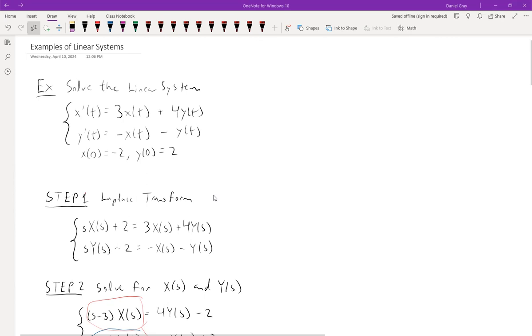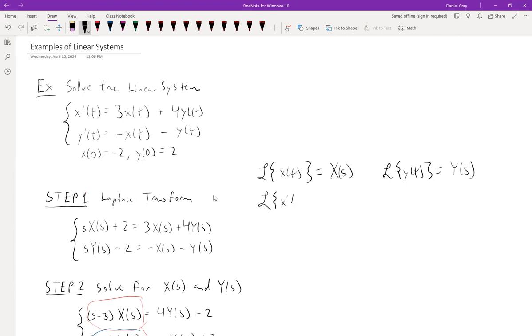And so I know that a couple of people were struggling on how to take this Laplace transform. All I'm using here is that the Laplace transform of x(t), I'm calling that big X(s), okay? The Laplace transform of y(t), that's going to be big Y(s). And then now we have to use our properties here that if I take the Laplace transform of the derivative, I get s times X(s) minus little x(0), and the Laplace transform of y'(t), same thing. We get s Y(s) minus y(0), okay?